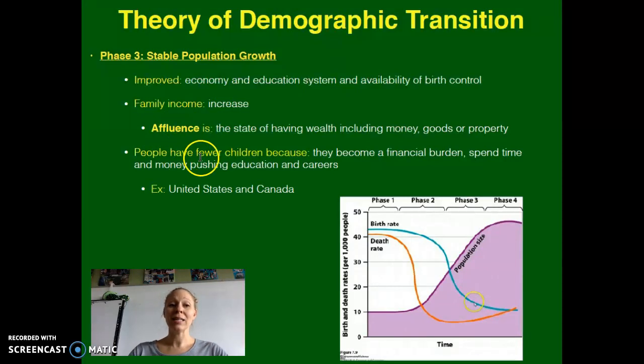People, in this phase, start having fewer children or continue to have fewer children. The children become financially a burden, and people are spending time and money pushing education and careers. And so at this point, it doesn't make sense to have 10 kids because it's just too expensive and too much work. And so there are parts of the United States and in Canada that are in phase three.